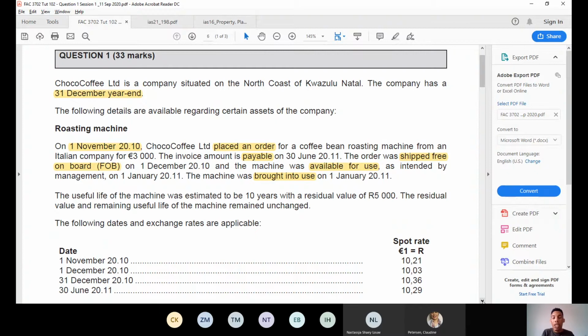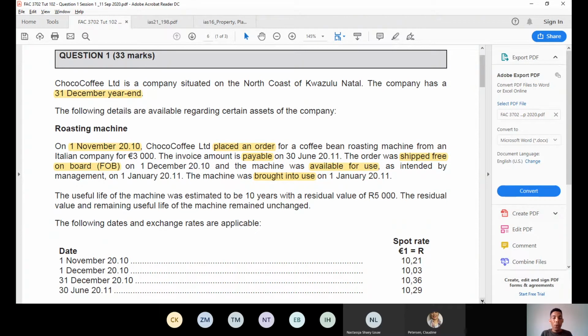If you were in an exam, do you need to recognize the machine in your books, or what needs to happen? Only up until free on board on 1st of December 2010, do you need to recognize anything in your books, or do you just ignore that transaction at all?